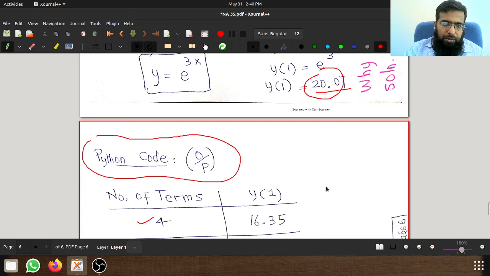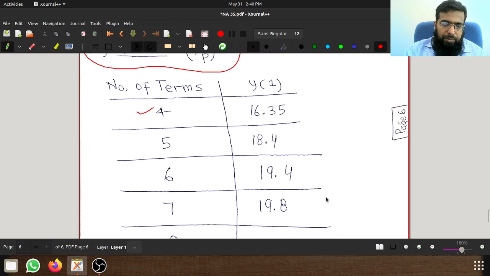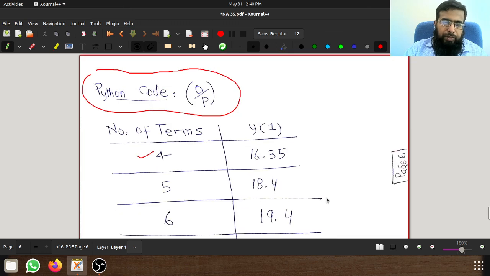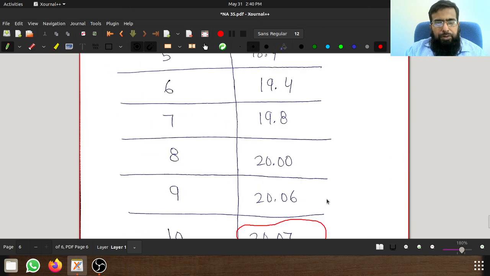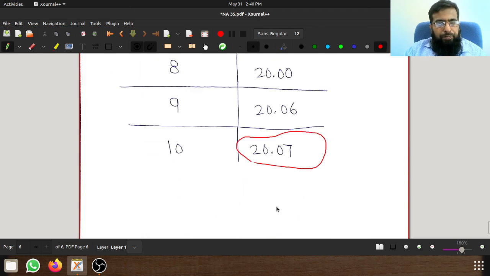So this is how we can use the Taylor series method to find a solution for a given first order ordinary differential equation. That's all for this lecture. In our upcoming lectures, we'll study more about the numerical solution of ordinary differential equations. Thank you.